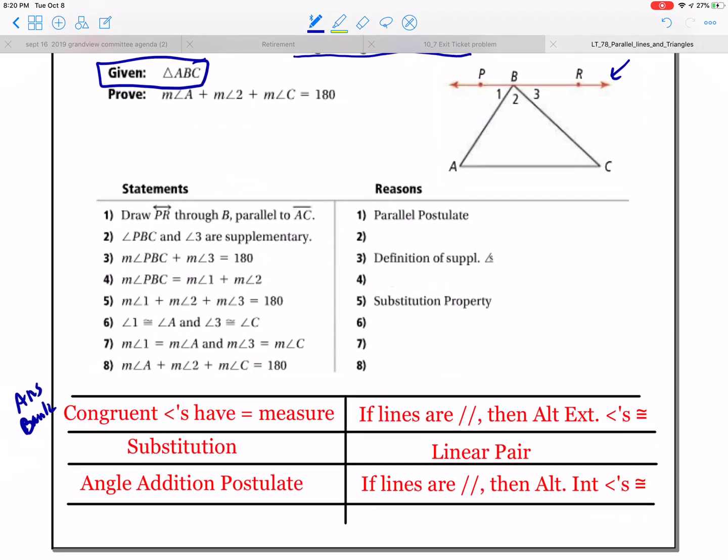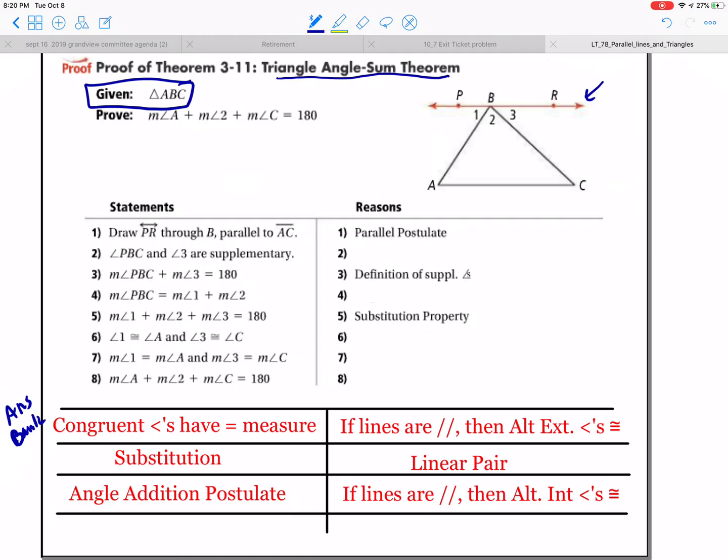All right, we can see that we drew PR through point B parallel to AC. There's the point not on the line, and we made the auxiliary line. That was our parallel postulate. Angle PBC and angle 3 are supplementary. That's because they both form a linear pair. Angle PBC plus the measure of 3 is 180. That's by definition of supplementary.